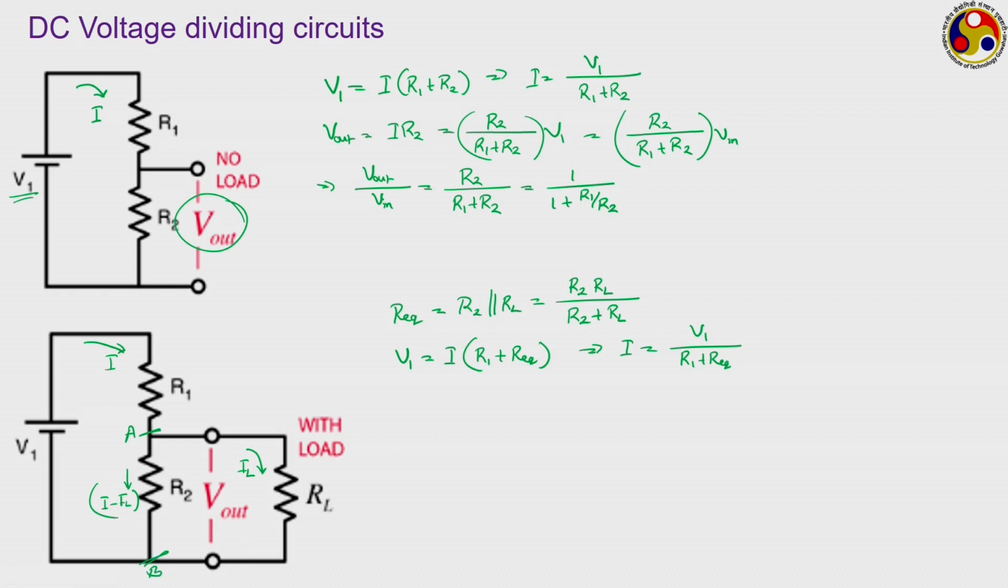As both R2 and RL are connected between these two points, the voltage drop across these two resistors has to be equal. Using that principle, we can write IL RL, the potential drop across RL, should be equal to the potential drop across R2, that is I minus IL into R2. From here I can write this as your V out, or VAB as per our notation. So, using this, IL becomes equal to R2 by R2 plus RL into I.